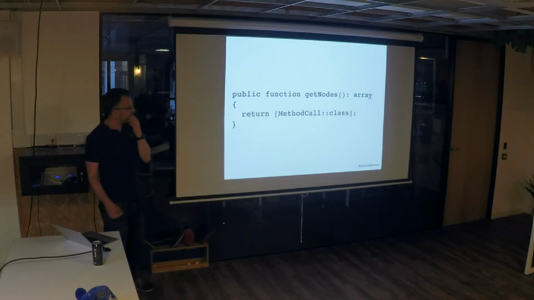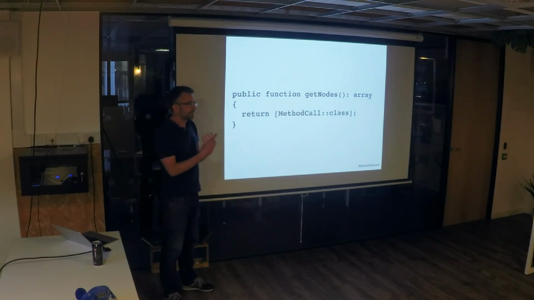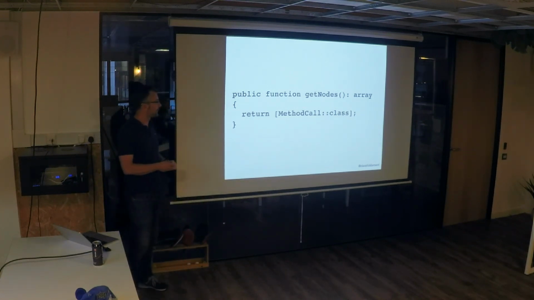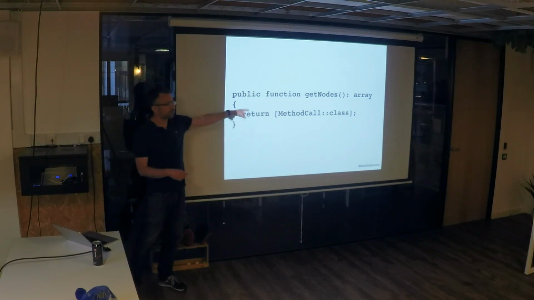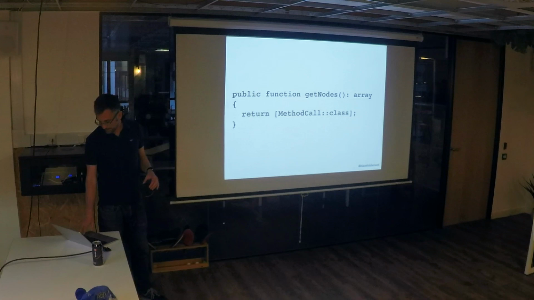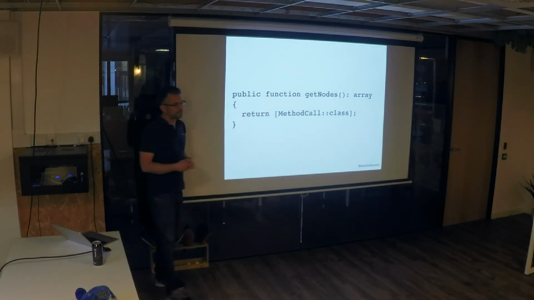So our first question is, what nodes are we interested in? We can be interested in multiple kinds of nodes, but for this particular example, we're just interested in the method call. So we're just saying, we're returning an array which just has MethodCall::class. That's all we're interested in. So the only nodes that will get passed to our custom rule will be method call nodes.